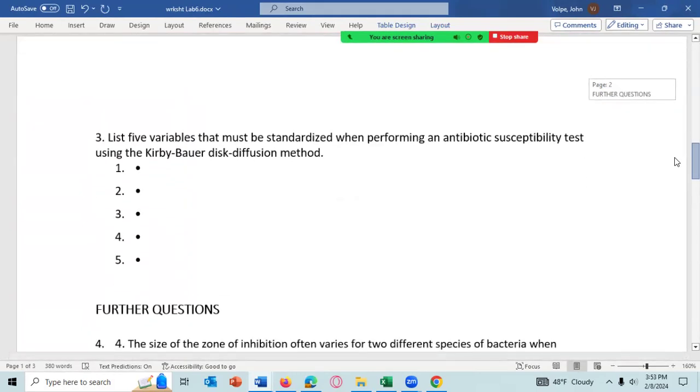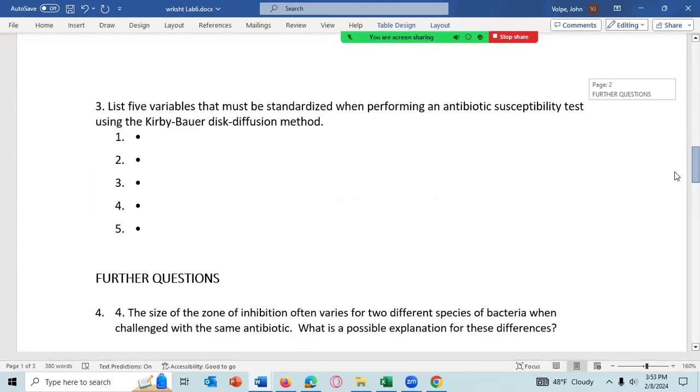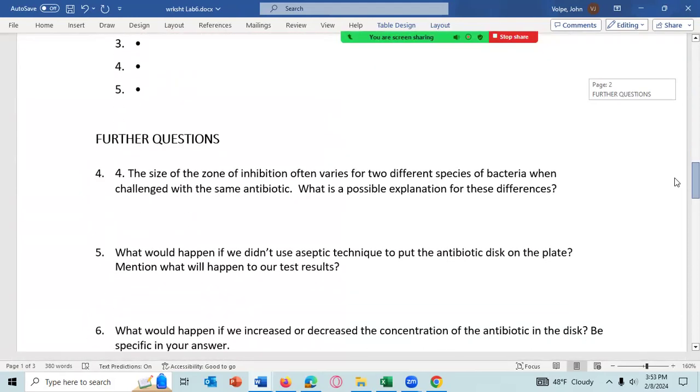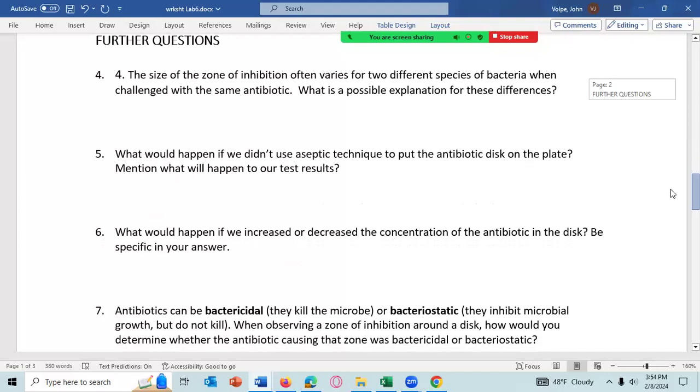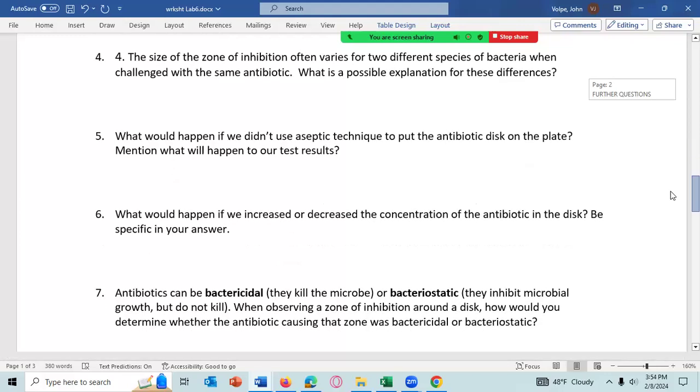3, list the 5 variables that must be standardized when performing the antibiotic susceptibility test using the Kirby-Bauer diffusion method. 4, the size of the zone of inhibition often varies for 2 different species of bacteria when challenged with the same antibiotic. What is a possible explanation for these differences? 5, what would happen if we didn't use aseptic technique to put antibiotic disc on the plate? And you should mention what will happen to our test results.